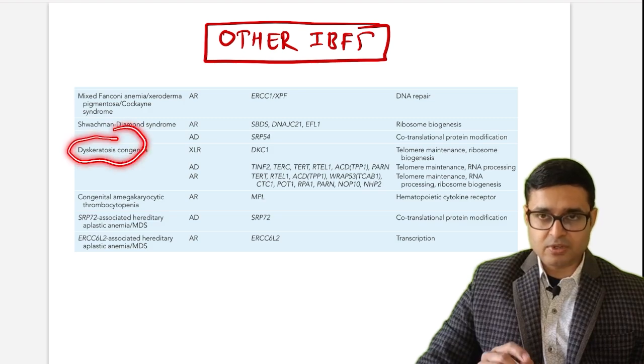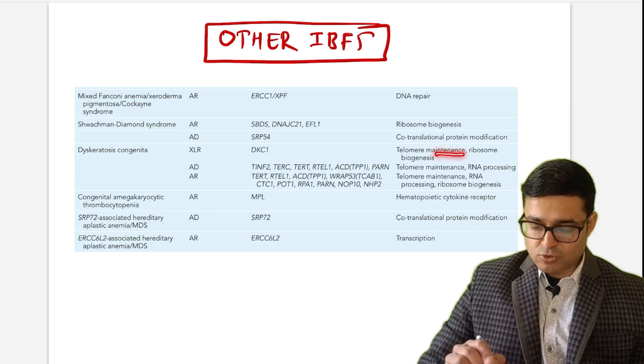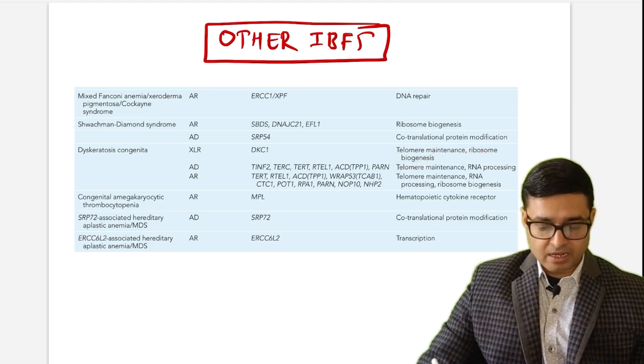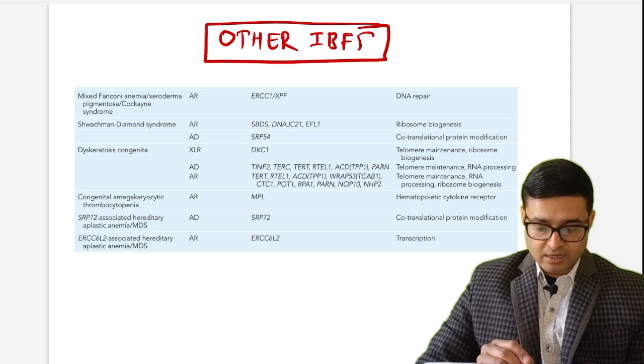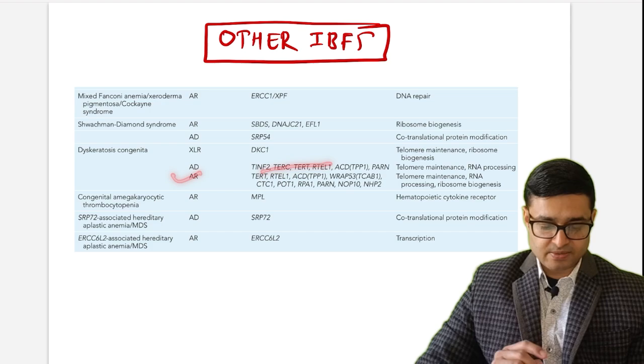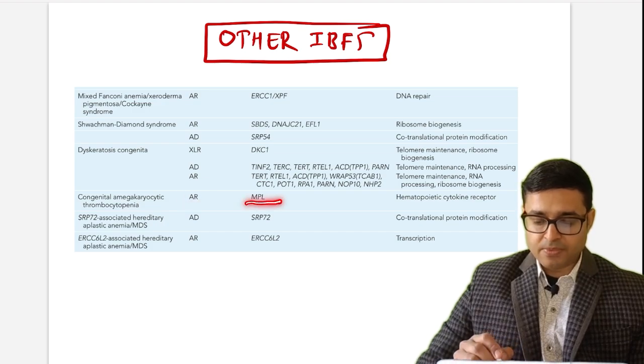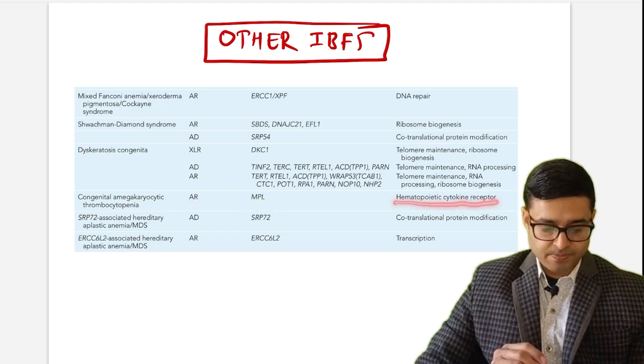Dyskeratosis congenita is X-linked recessive. The gene is DKC1. Telomere maintenance and ribosome biogenesis is the main culprit. Dyskeratosis congenita is also autosomal dominant and autosomal recessive. These are the genes. Congenital amegakaryocytic thrombocytopenia is autosomal recessive. The gene is MPL, a hematopoietic cytokine receptor. SRP72 is associated with hereditary aplastic anemia, and ERCC6L2 is associated with aplastic anemia.